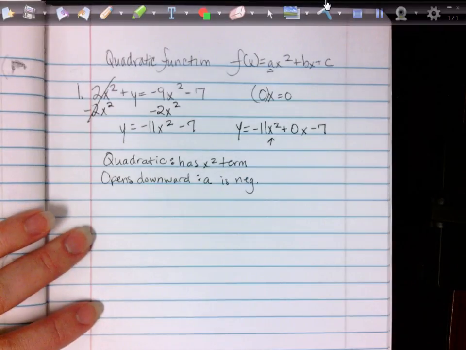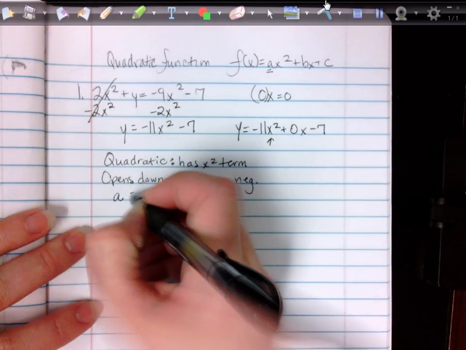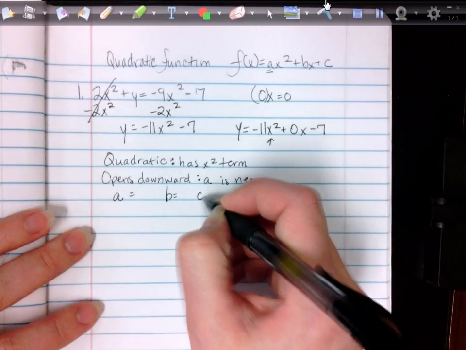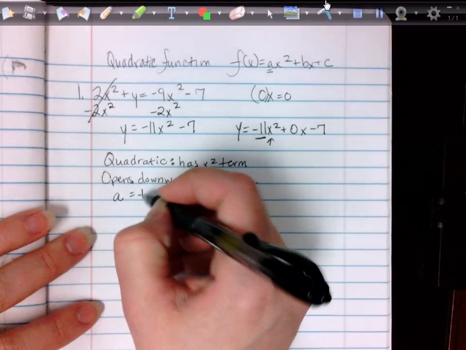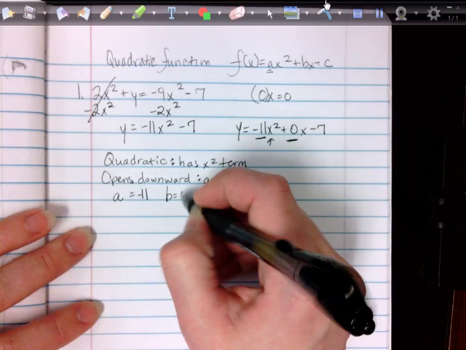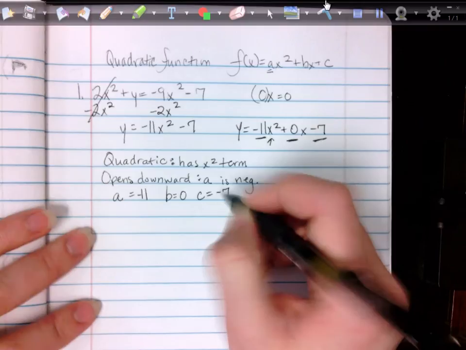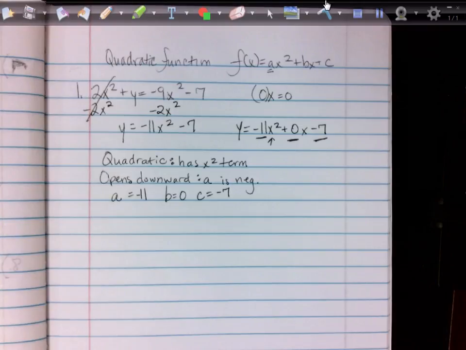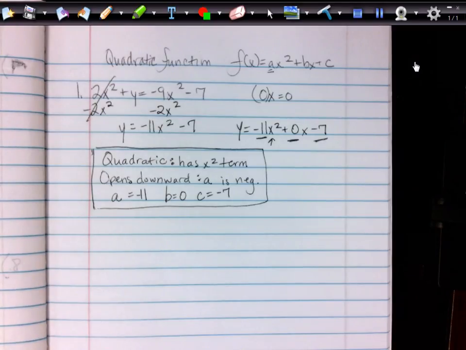Now I'm asked to list the given values of a, b, and c. Again, a is negative 11, b is 0, and c is negative 7. So that's your final answer. That's all of the work that's required there, so make sure you have all of that down before you move on to number 2. Make sure that you're aware everything that's in the box is your answer. That's what you're required to have down.